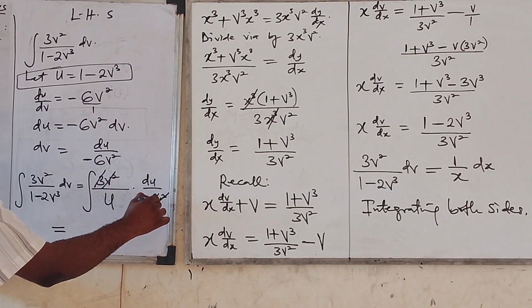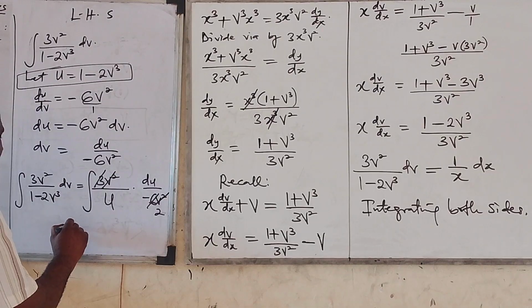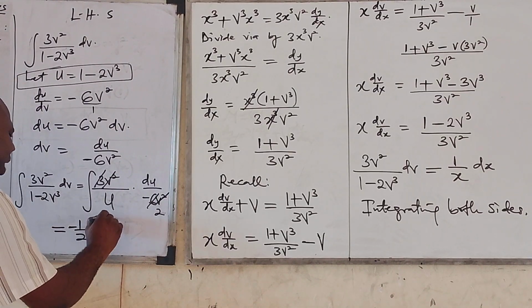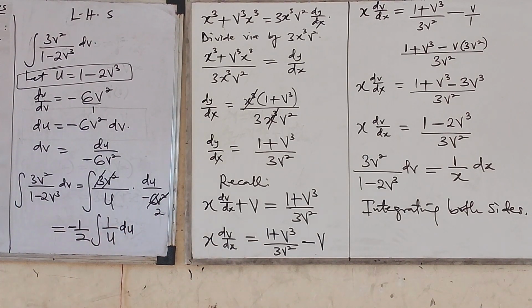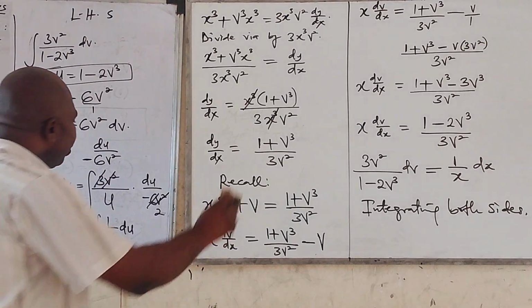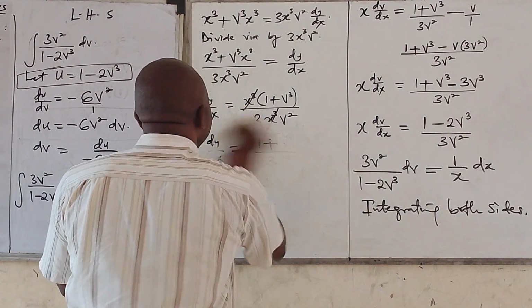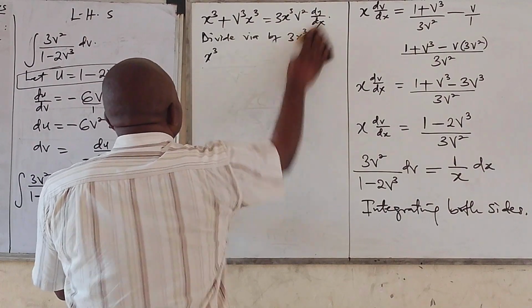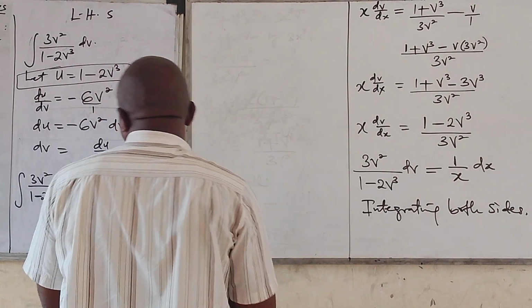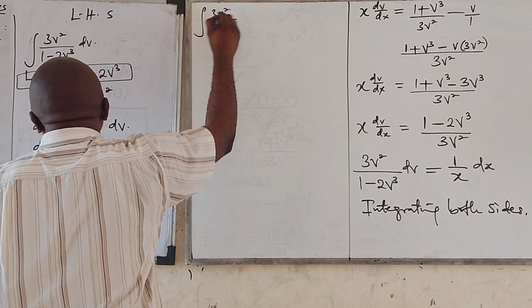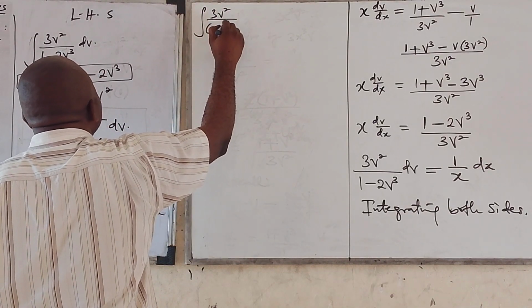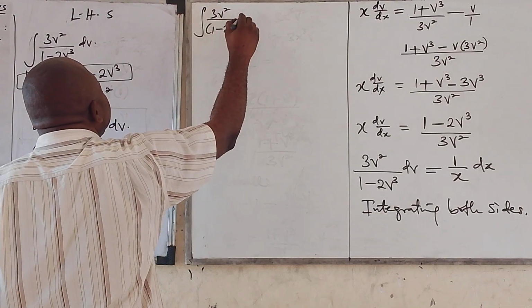Those v squared will go with this v squared. So we'll be left with minus 1 all over 2 integral 1 all over u, then here we have the du. Yes, minus 1 all over 2 integral 1 all over u du. Now the value here will give us integral 3v squared all over 1 minus 2v raised to the power of 3.